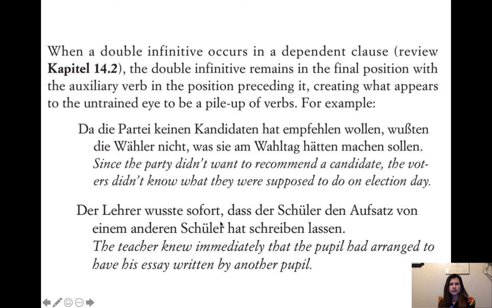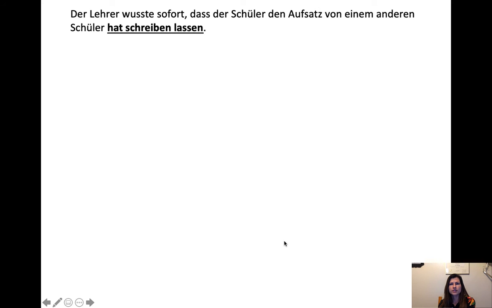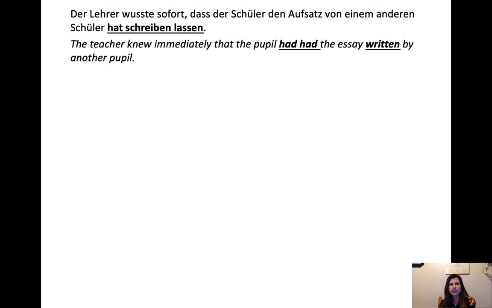Der Lehrer wusste sofort, dass der Schüler den Aufsatz von einem anderen Schüler hat schreiben lassen. Now we're combining several things we've just learned. Hat schreiben lassen is 3 verbs at the end. And so I have another slide that will break this up a little more because it's pretty complicated. So here we have that same sentence. Der Lehrer wusste sofort, dass der Schüler den Aufsatz von einem anderen Schüler hat schreiben lassen.